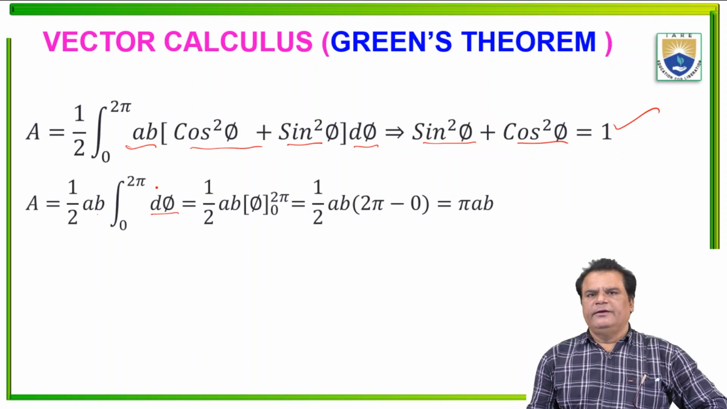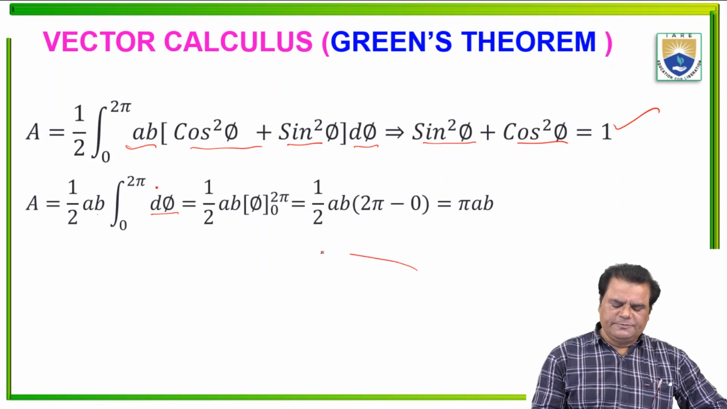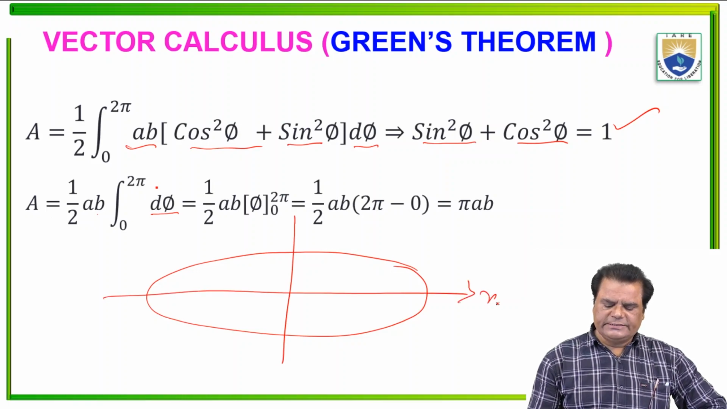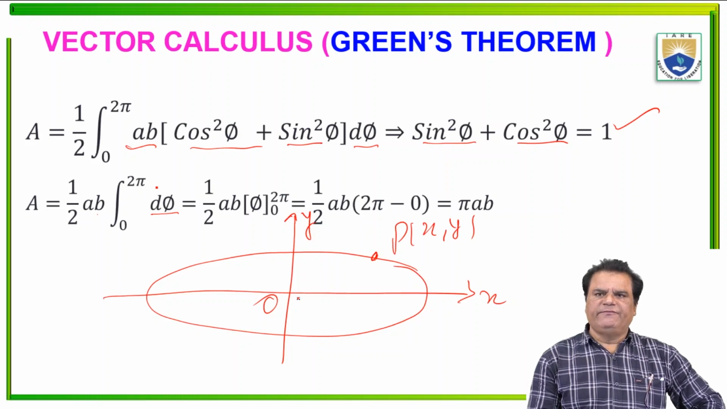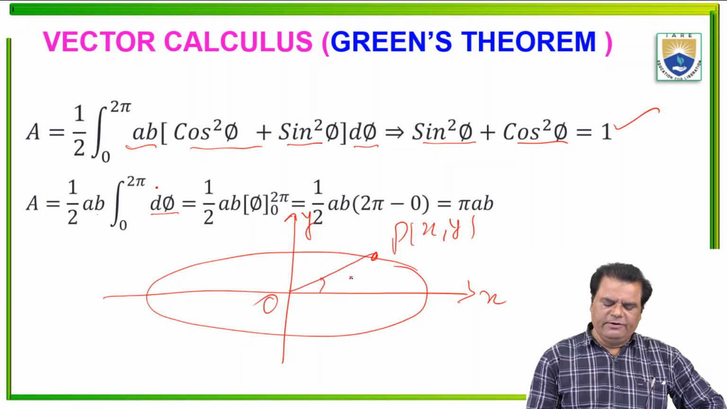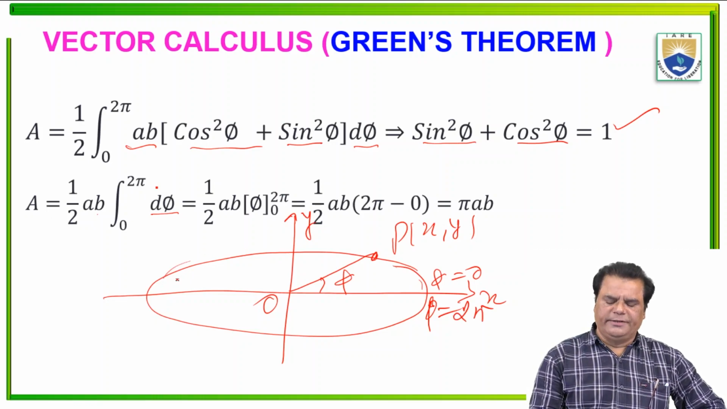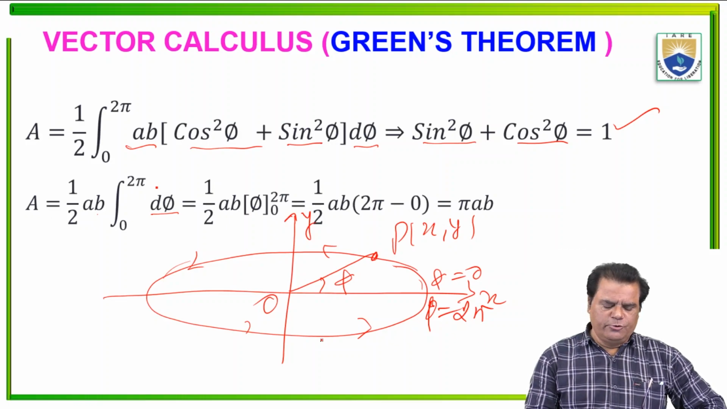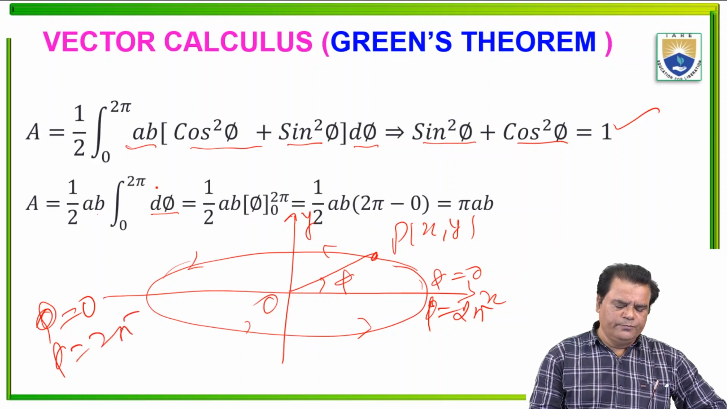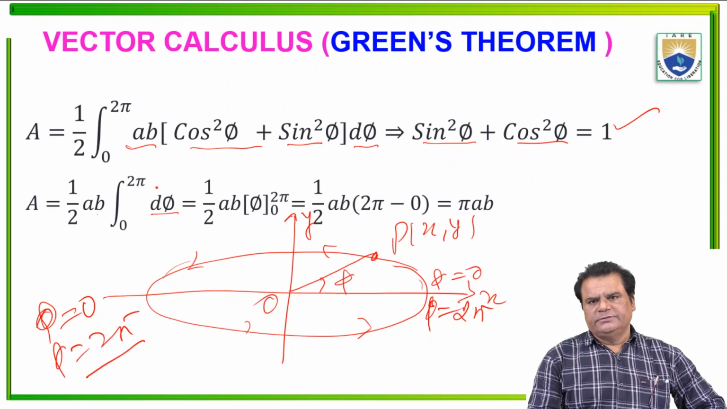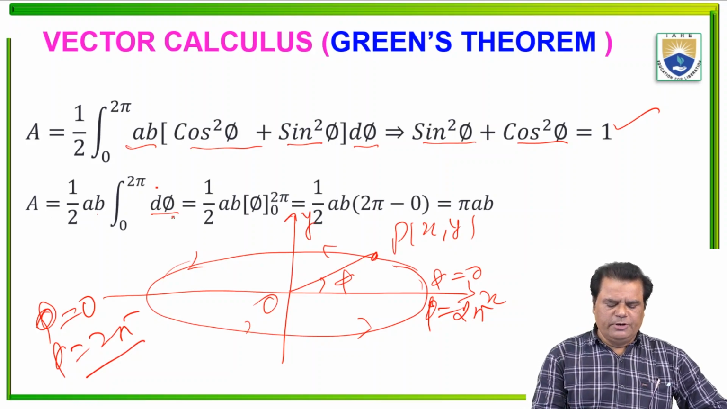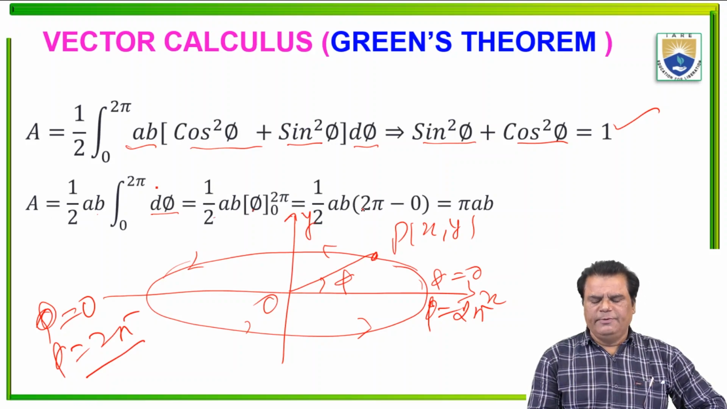In an ellipse, phi goes from 0 to 360 degrees. Here the ellipse, this is the origin, this is the x axis, this is the y axis, and this is any point P with coordinates x, y satisfying the equation of the ellipse. This is OP, and this is the angle phi. Phi is minimum 0 and maximum 2 pi, in the anticlockwise direction, so one cycle is complete. This is the limit of phi covering the region, the area of the ellipse. So this equals 1/2 ab times phi, with limits 2 pi minus 0. So this is 1/2 into 2 pi.